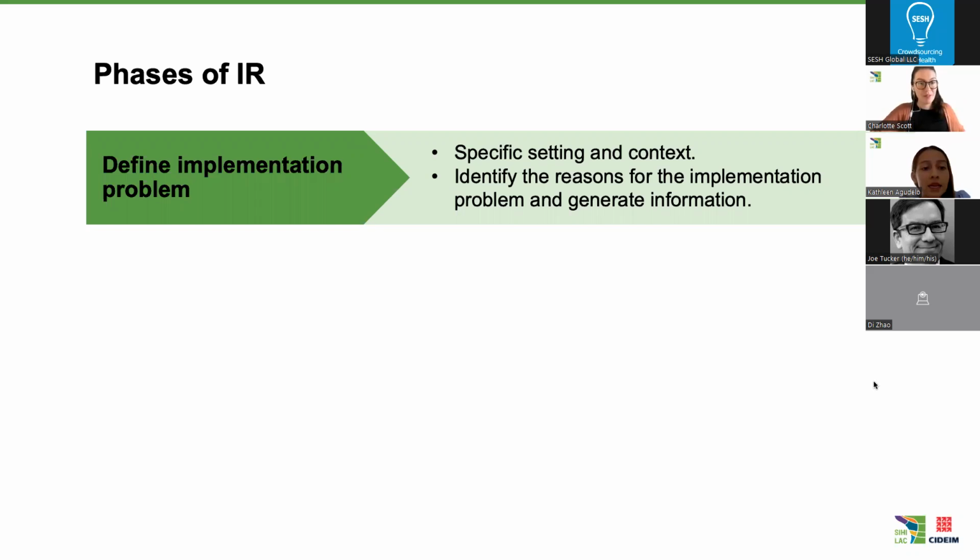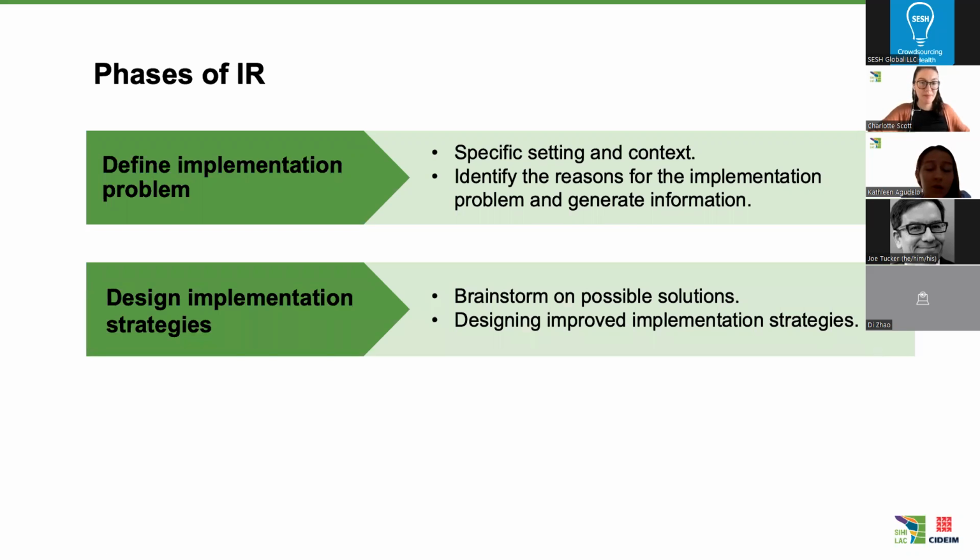Then in the second phase, we design the implementation strategy. According to the information and the literature that we reviewed in the first phase, we do a brainstorming or use another methodology to think of different possible solutions. And then we design and improve the implementation strategy.